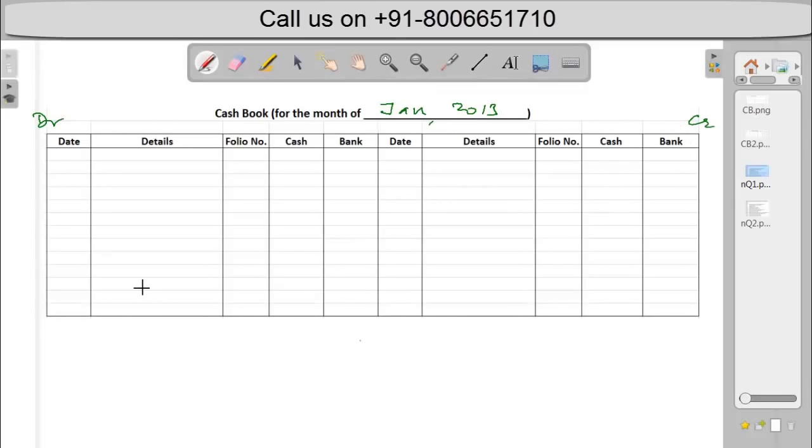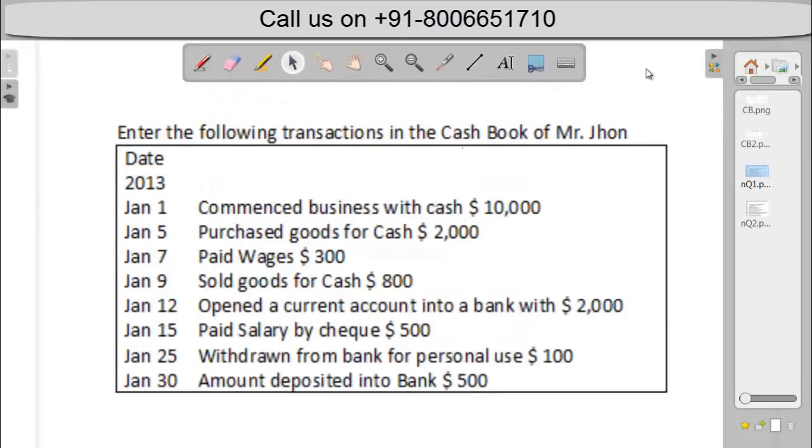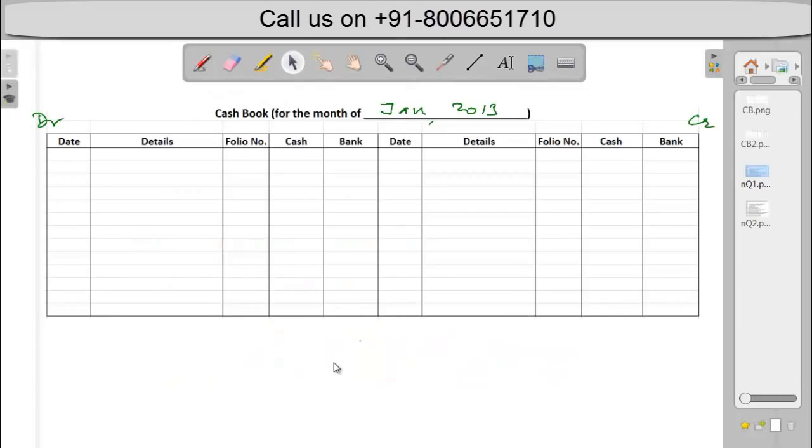Now see, our first transaction is which one? Commenced business with cash. This is our first transaction. Now see how I will record this. First you make the entry. What is the entry for this transaction? Cash account debit $10,000 and capital account credit, isn't it? Yeah, this is the entry.